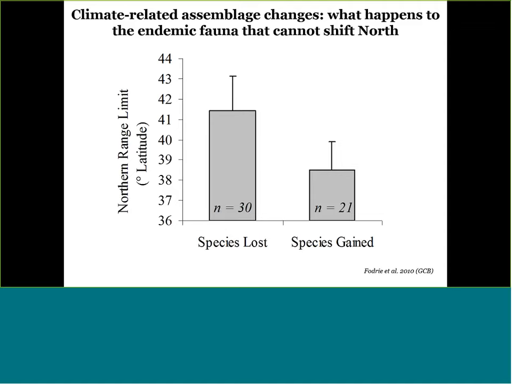So what I'm plotting on the y-axis is the northern range limit of species that either have been lost in the Northern Gulf in the last 30 years, so things that Livingston caught that we didn't, or species that we've gained, so things that he never caught but we did. And there tends to be this difference: the things that have been lost are those species that have more northern range limits, and things that have been introduced have a more southern range limit.